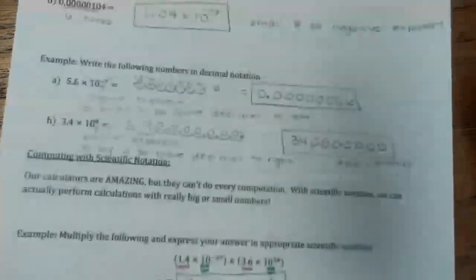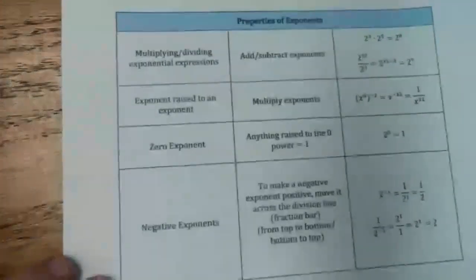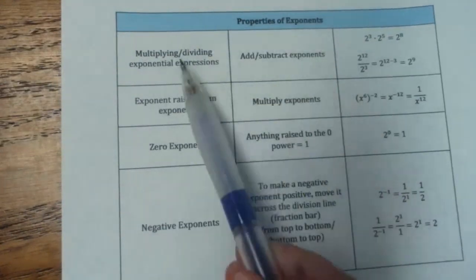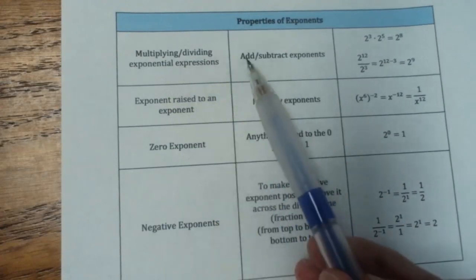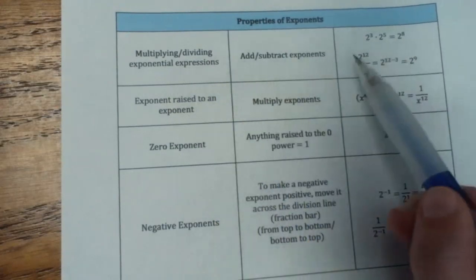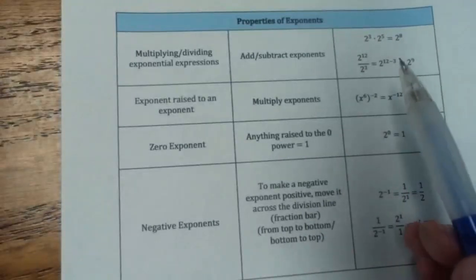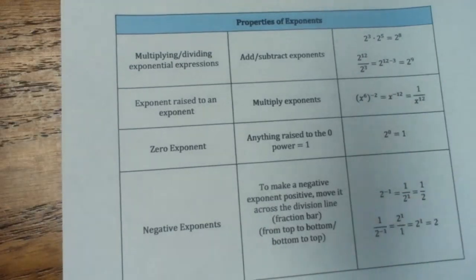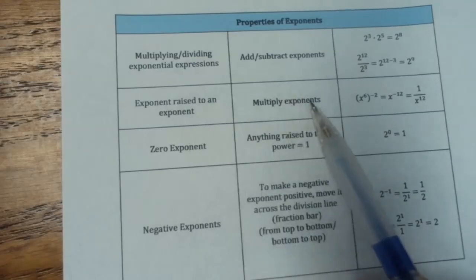All right, so one last page just to talk about real quick. We talked about a lot of different properties on this section. So I just created a little table putting it all together for you. So let's talk about it. Properties of exponents. Multiplying and dividing exponential expressions is where you're going to add or subtract exponents. So for example, 2 cubed times 2 to the 5th. You're going to add it and give us 2 to the 8th. If we have 2 to the 12th divided by 2 cubed, you're going to subtract those exponents and get 2 to the 9th.